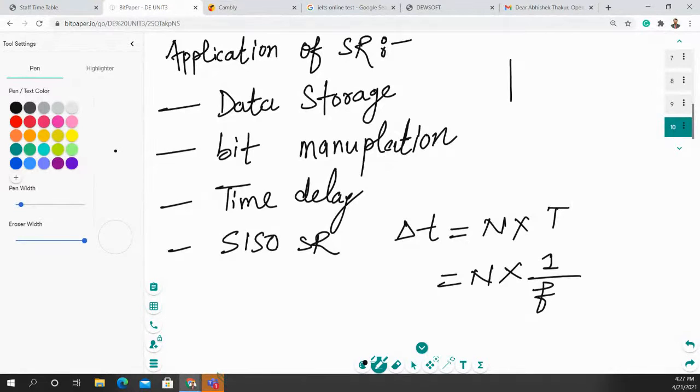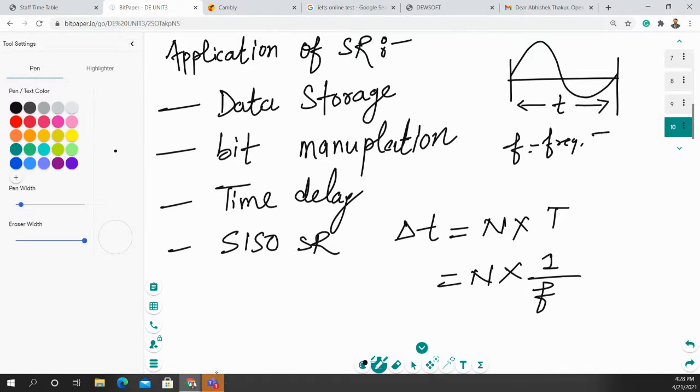So how can you measure the time? Let's suppose that this is your time. What is the frequency of this particular period? T is equal to 1 upon f. So you can represent this time period as t equal to 1 upon f. N is the number of flip flops.